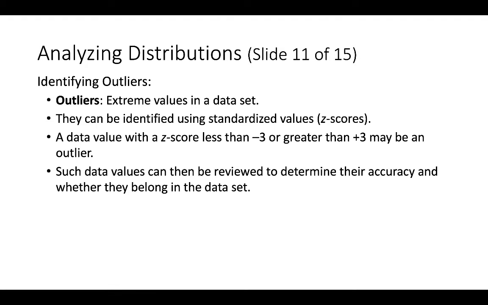We can identify outliers using the standardized values, that is z-scores. If a data value is outside the z-score range, which is less than -3 or greater than +3 standard deviations from the mean, then it would be an outlier and such a data value will be reviewed.